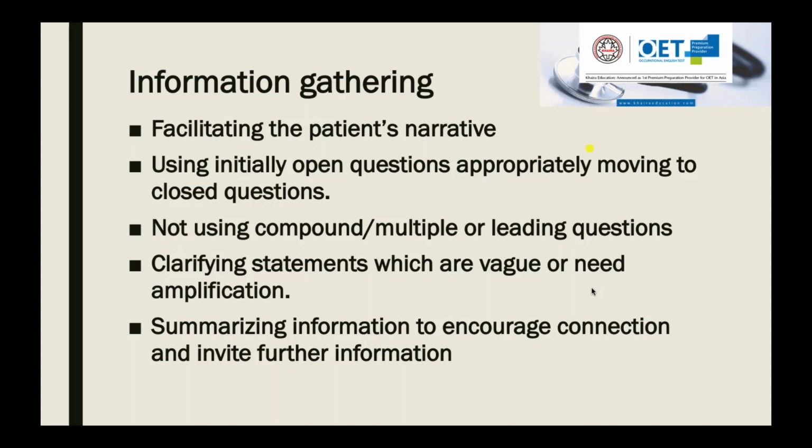The second criteria, the sub-criteria in information gathering, is initially using open questions appropriately and then moving to closed questions. So open questions are something which encourage a response of more than one word. For example, could you tell me something about your complaints, or could you tell me something about your lifestyle? That's an example of an open question. In contrast, the closed questions have a one-word response.